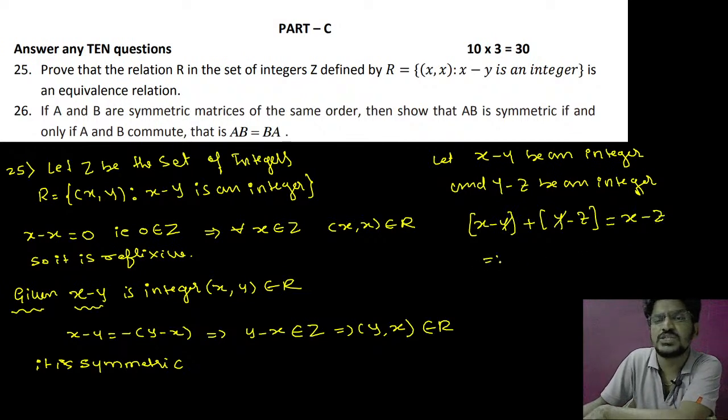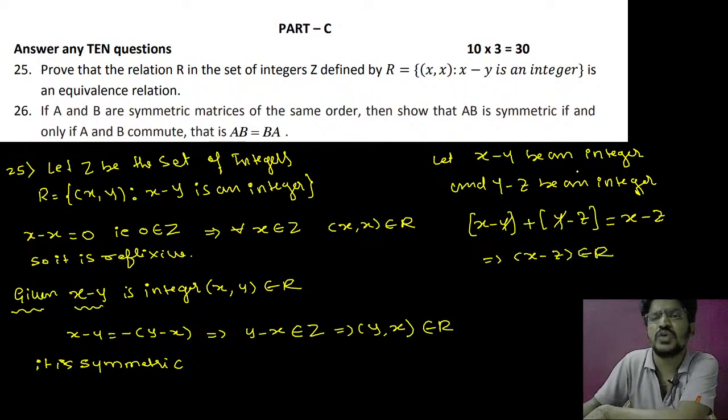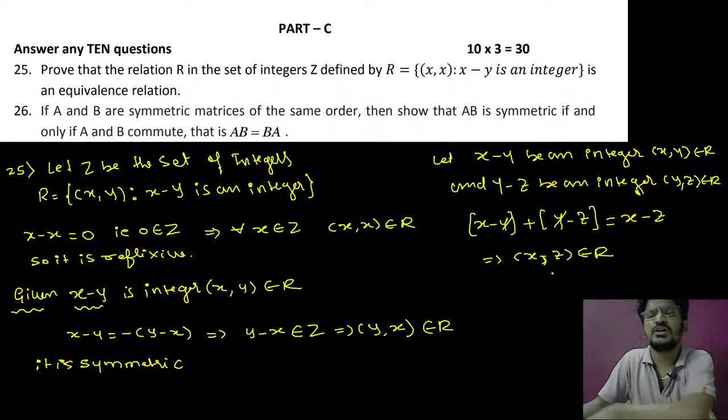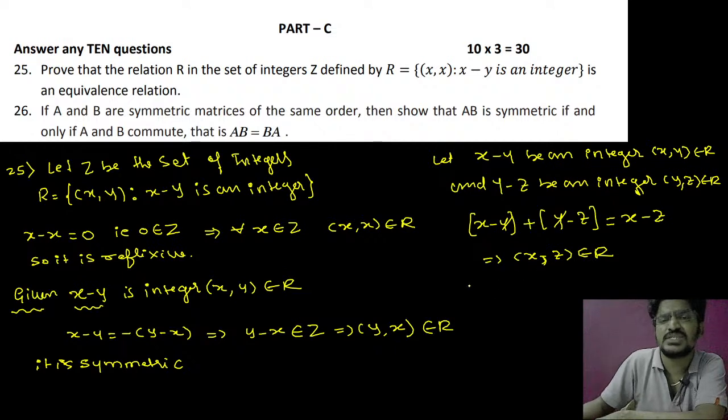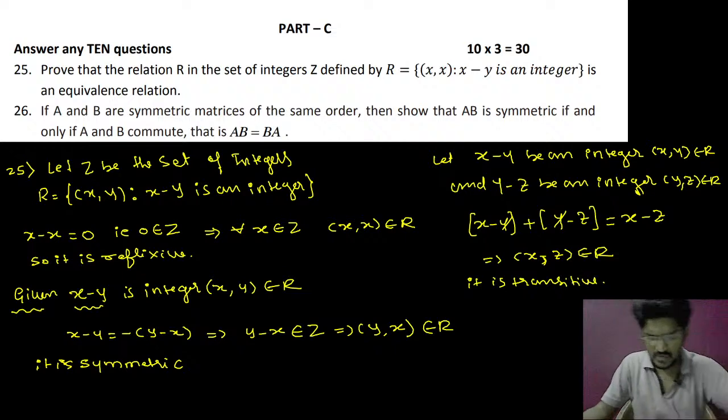So now it implies what? x minus z belongs to R. Clear? So x minus y is an integer, means x comma y belongs to R. y minus z is an integer, means y comma z belongs to R. It implies what? x comma z belongs to R. So if x comma z belongs to R, then we say that it is transitive. Okay. So here quickly everyone, please tell me, have you understood this or not?